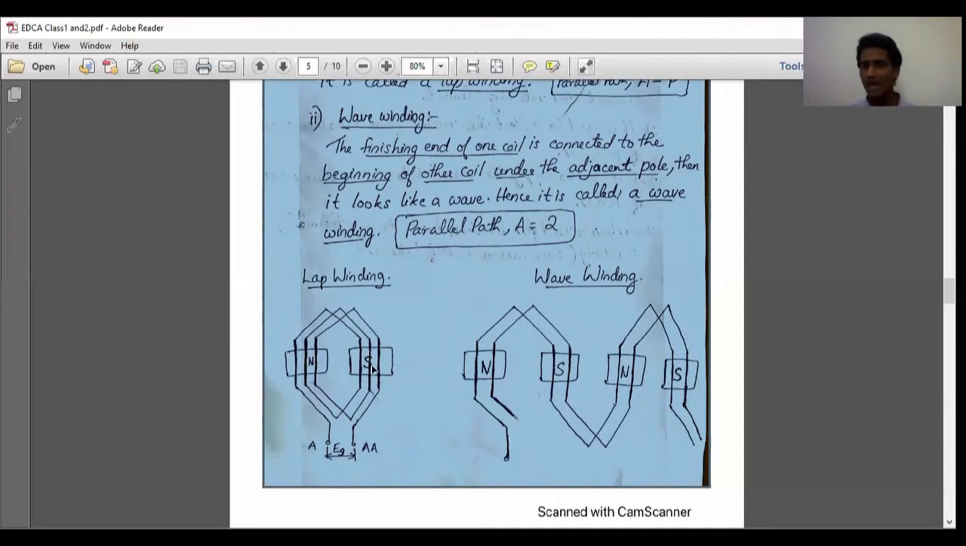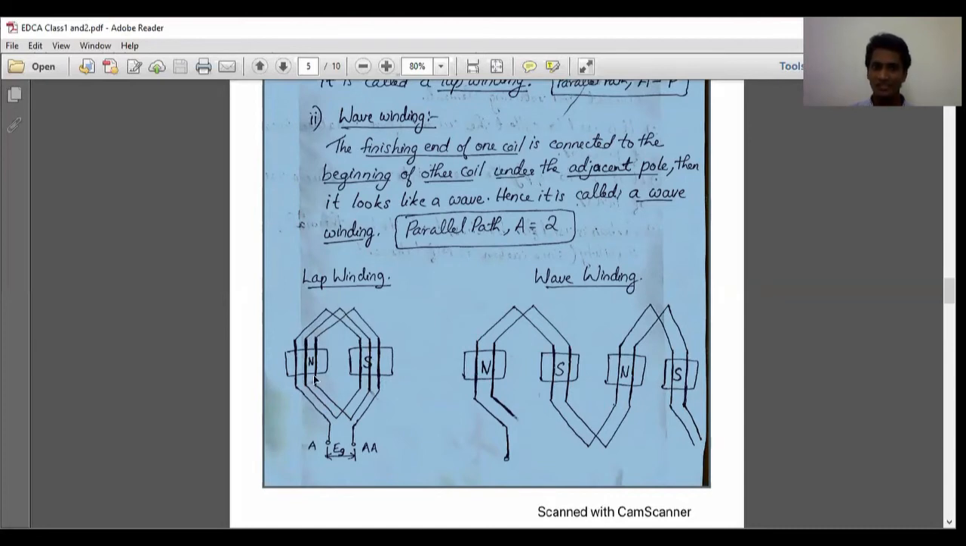So according to the lap winding definition, the finishing end of one coil, that is this point, is connected to the beginning end of the other coil under the same pole. That is very, very important. And this is the finishing end of one coil. It is connected to the beginning end of the other coil, but that coil is under the same pole.